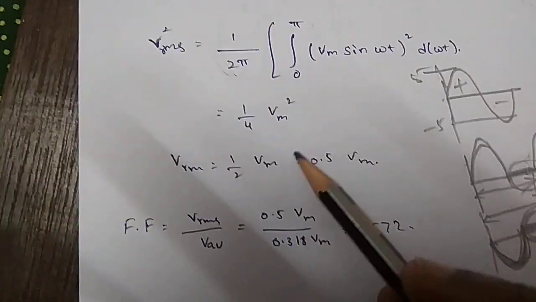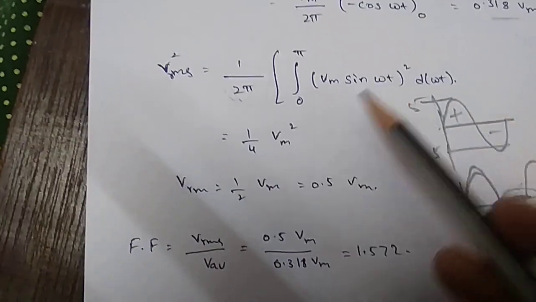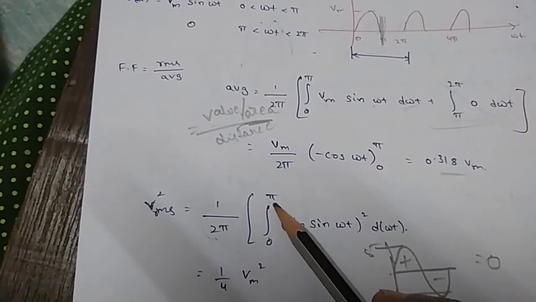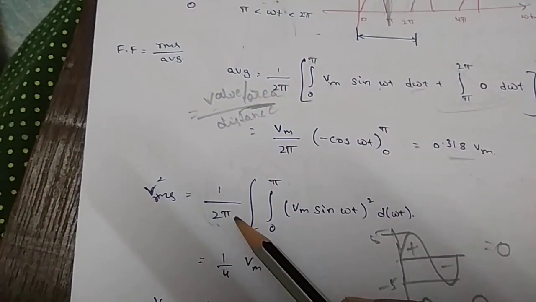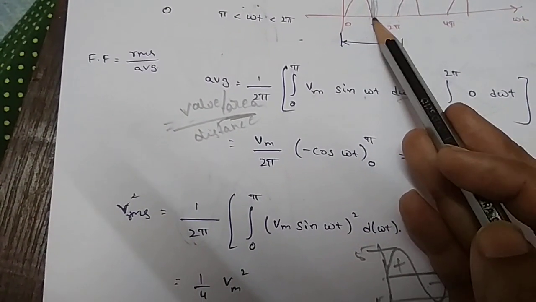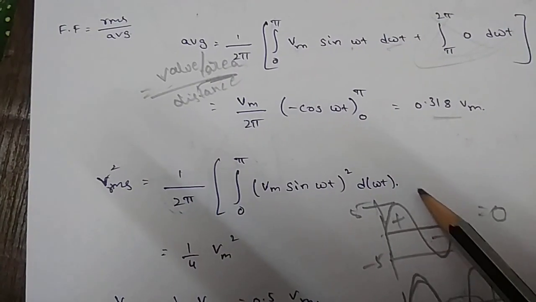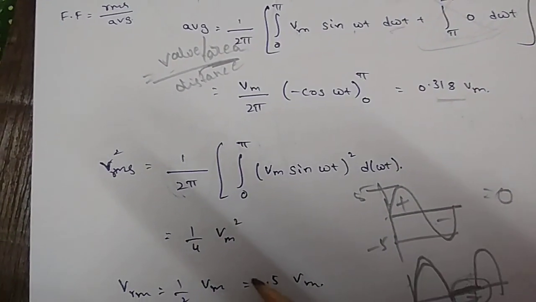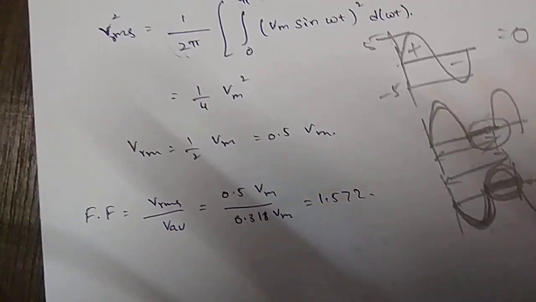Similarly, you are going to calculate the RMS value. We calculate the RMS value for the complete cycle, 1 by 2 pi, but anyhow the negative cycle term will be 0, so there is no integration part here. After calculating the entire thing, I get this form factor.